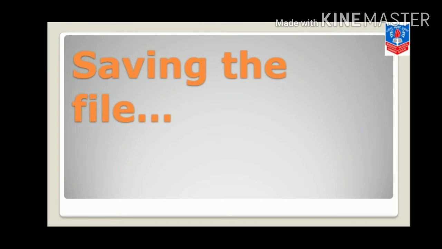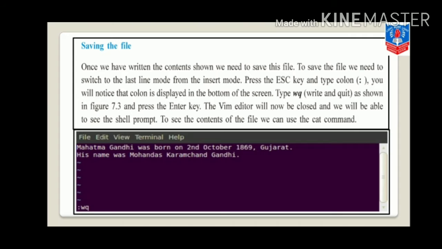Got it, students? Now after creating the file, we have to save the file. Let's save the file which we have written. Now once we have written the contents shown, we need to save this file. To save the file, we need to switch to last line mode. From command line we went into insert mode to create the file. Now to save, we go to last line mode from insert mode.